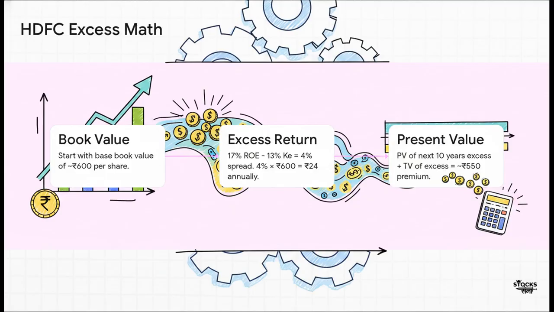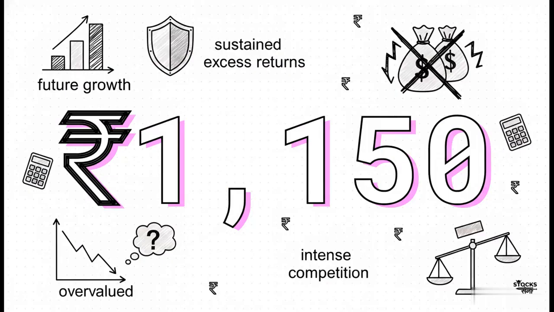Step 3. We forecast and discount those excess returns over the next 10 years, plus a terminal value for those excess returns, to find our total premium. That comes out to roughly 550 rupees. The final step is just simple addition. We take that 550 rupee premium, add it to the 600 rupee base book value, and we get an intrinsic value of 1,150 rupees per share for HDFC Bank. Now compare that to a market price hovering around 1,700 rupees. According to this excess returns model, HDFC is currently quite overvalued. The market is pricing in a massive expectation of future growth and sustained excess returns that might actually be really hard to maintain given the intense competition.